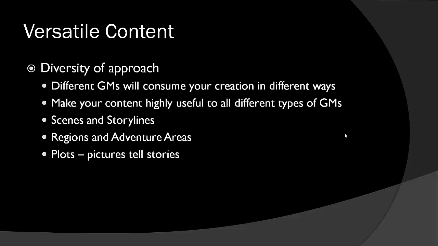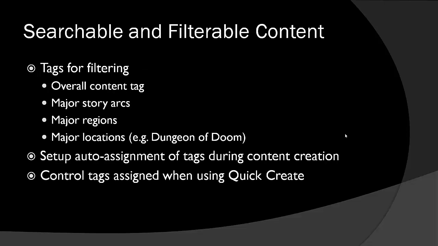So cover everything. Cover scenes and storylines, cover the regions and adventure areas, and cover the plots. You want to make sure your content is fully searchable and filterable, so you want to use tags. You want to make sure there are tags associated to your content as a whole, like a Rise of the Rune Lords tag, and then assign that to every single topic that comprises your content. That's actually really easy to do, to have RomeWorks automatically do that for you. I'll get to that in just a moment.